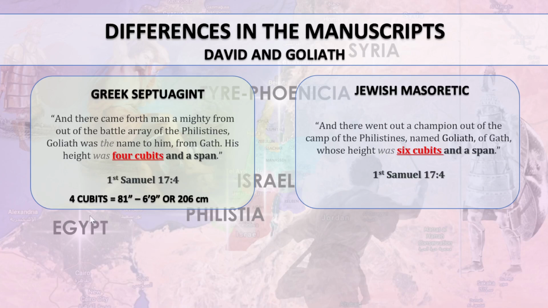To give you an idea of what that means, if we convert that into inches, it's 81 inches, 6 feet 9 inches, or 206 centimeters for those of you who are metric. Versus 6 cubits, which is 117 inches tall, 9 foot 9, or 274 centimeters. So this is a world of difference.